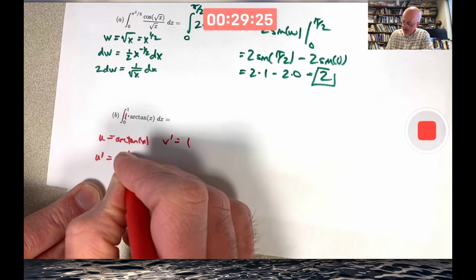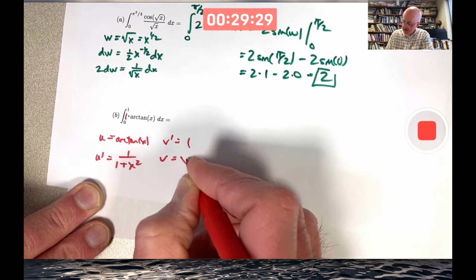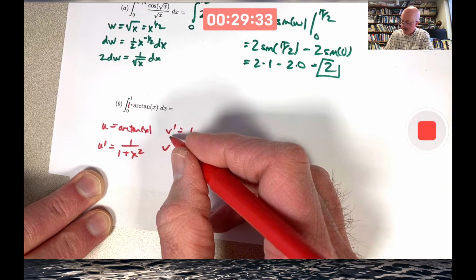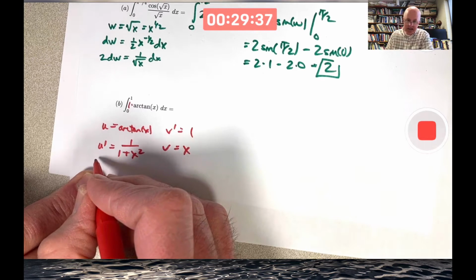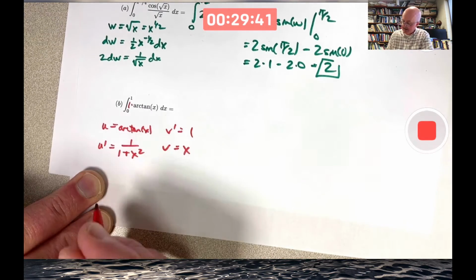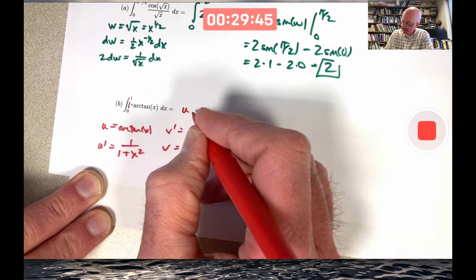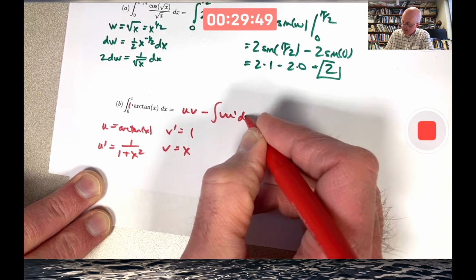U prime will be 1 over 1 plus x squared, and v will be the integral of v prime, which is just x. Many books would write dv equals dx, and say v is still x. And here you'd say du is 1 over 1 plus x squared dx, if you've got a book that does that, but our textbook uses this notation. The formula says do u times v minus the integral of v times u prime with respect to x.